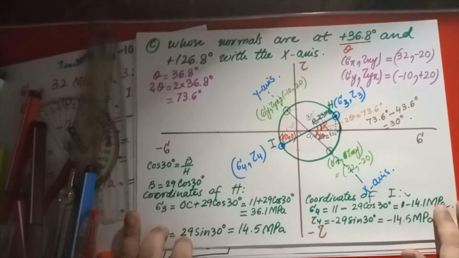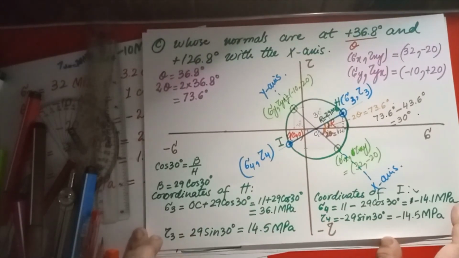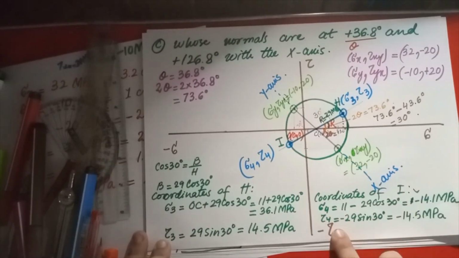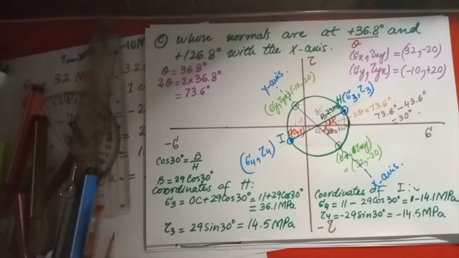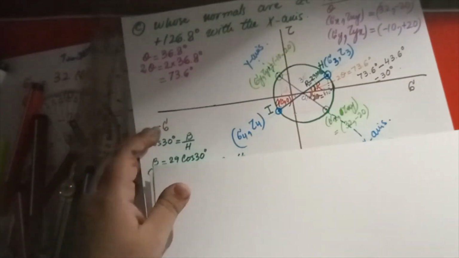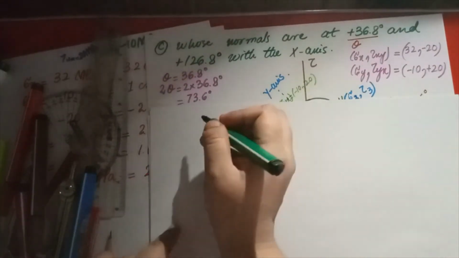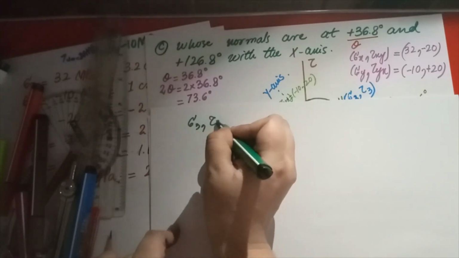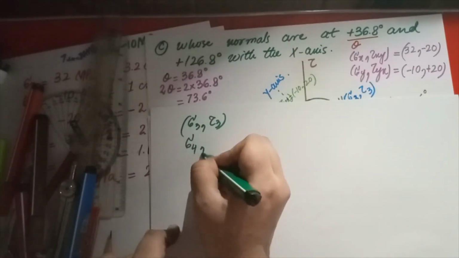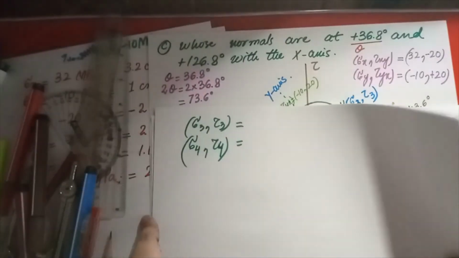Okay, now what we have done, we got all the coordinates of H and I. For that, we had to find sigma 3 and tau 3, and sigma 4 and tau 4. We have all calculated them here, and now we know the angle in that. So now we have to make the differential element. Before that, I am going to write down all the values I got here, for example, sigma 3 comma tau 3, sigma 4 comma tau 4. So let me see what the values are.